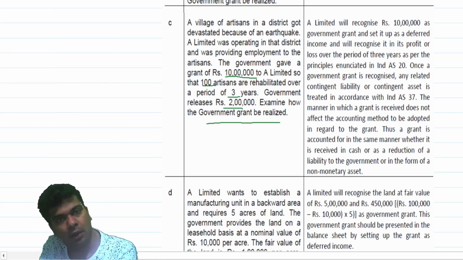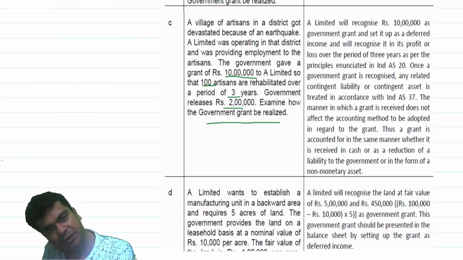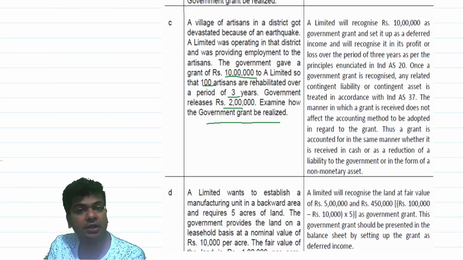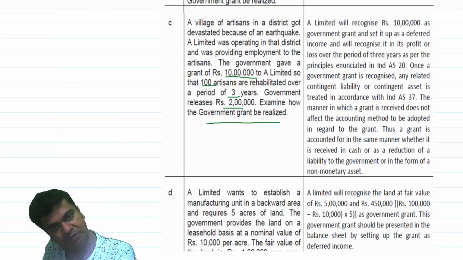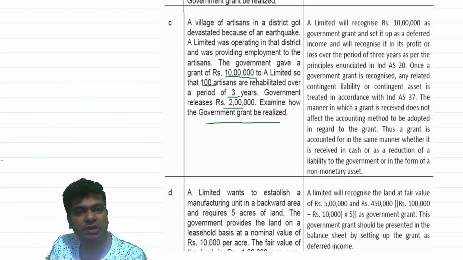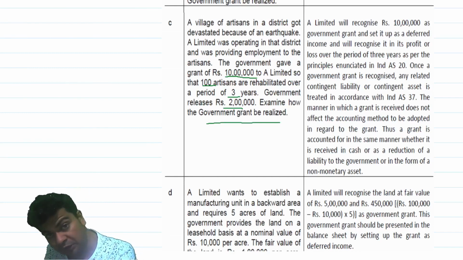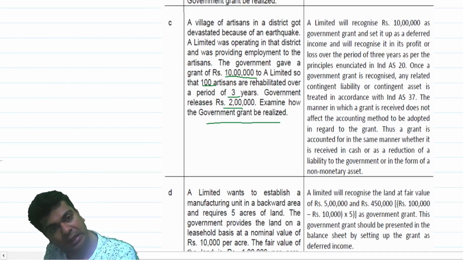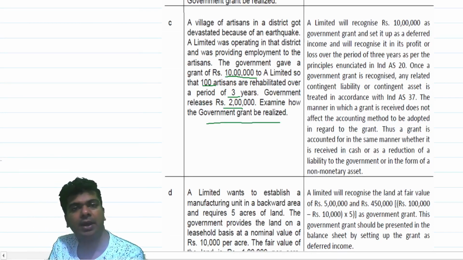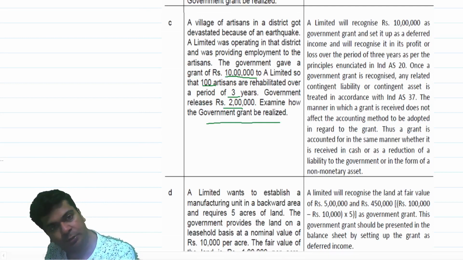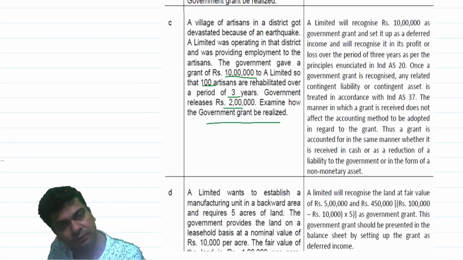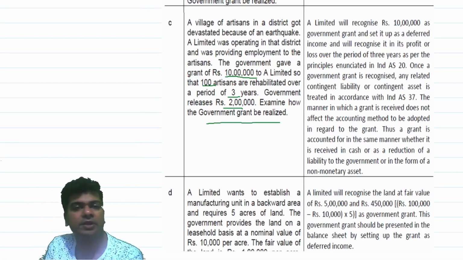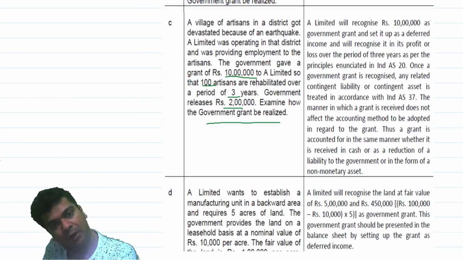Okay. Again, there is a condition over here. One thing that is becoming clear is it is not an unconditional grant. There was a village of artisans. That village has been devastated because of earthquake. A Limited is operating there. Government is saying that, okay, we are giving you 10 lakhs of rupees. But with this 10 lakhs, you have to rehabilitate 100 artisans. And it has to be done over a period of 3 years. I believe the accounting is becoming very clear of the government grant.